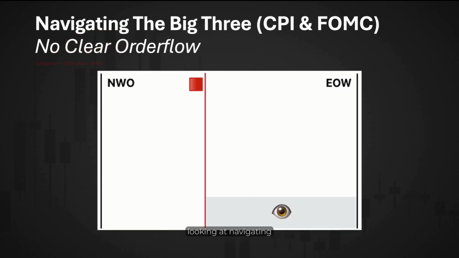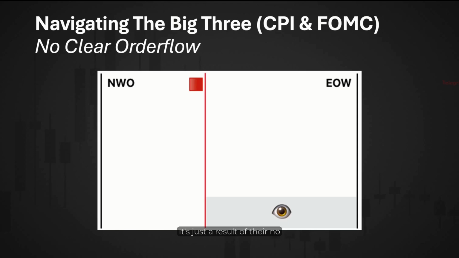We're now going to be looking at navigating the big three, and specifically CPI and FOMC. But keep in mind that now there's no clear order flow. Because there is no clear order flow established in advance of CPI and FOMC, we must wait until after the release of the event. And please note that I'm speaking about either CPI or FOMC. It can also be both, of course, but in this case, I'm speaking about either. Meaning it can either be CPI right here or it can be FOMC. Our focus is on after the event to look for positions to be established.